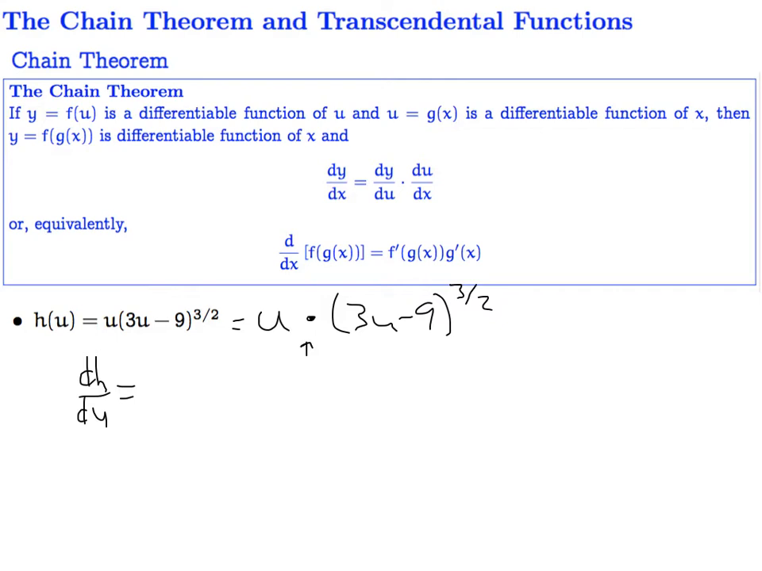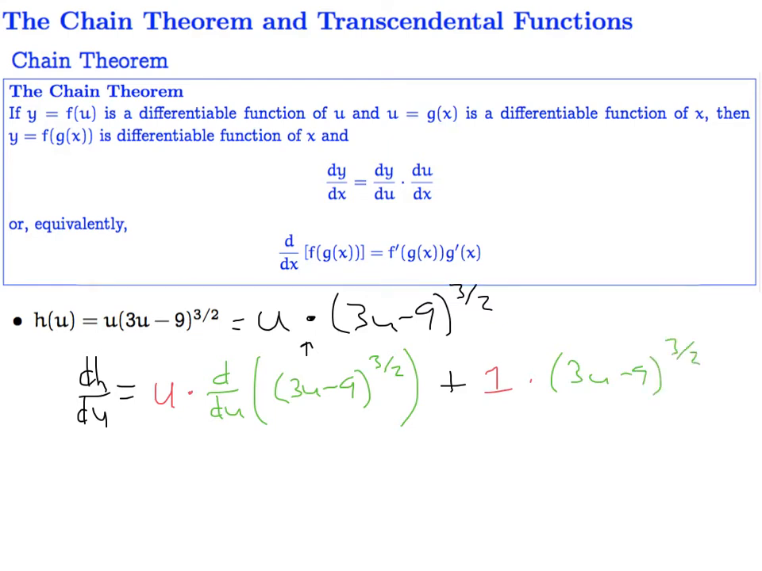But that's not so bad. That means we just have to use the product rule. So in order to use the product rule, we leave u alone, and we multiply by the derivative of the other function. So you need to multiply this by the derivative of (3u minus 9) to the 3 halves. And we'll add to this the derivative of u with respect to u, which is 1, times, we'll leave that function alone, the other part of our product. So the key here is to see that all we've used so far is the product theorem. We actually haven't used the chain theorem yet. But we're going to use the chain theorem when we compute this derivative.